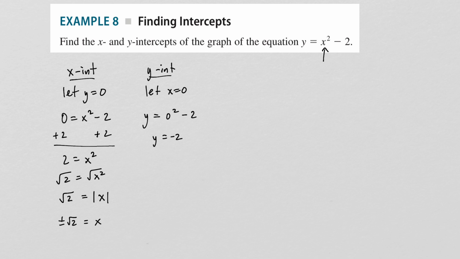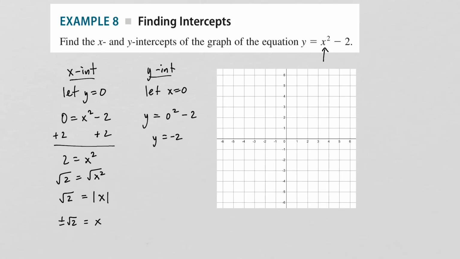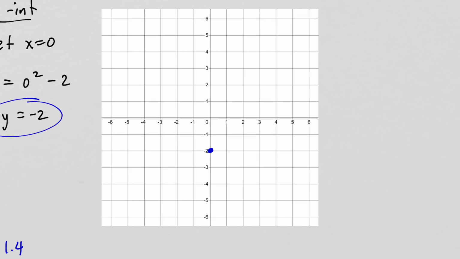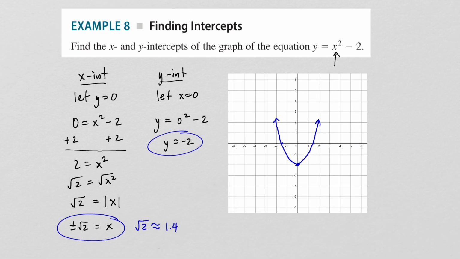Now, using this, we can sketch a graph. And the way we're going to do this is we're going to graph the y-intercept, which is negative 2. That's this point right here. That's where it crosses the y-axis. Then we're going to graph the x-intercepts. Now, the x-intercepts are positive and negative square root of 2. We need to know the square root of 2 is approximately equal to 1.4. So we're going to have one x-intercept at positive 1.4 and the other one at negative 1.4. And if you know that this is a parabola, you can sketch a graph of this equation, a very rough sketch of a graph by just using the intercepts.